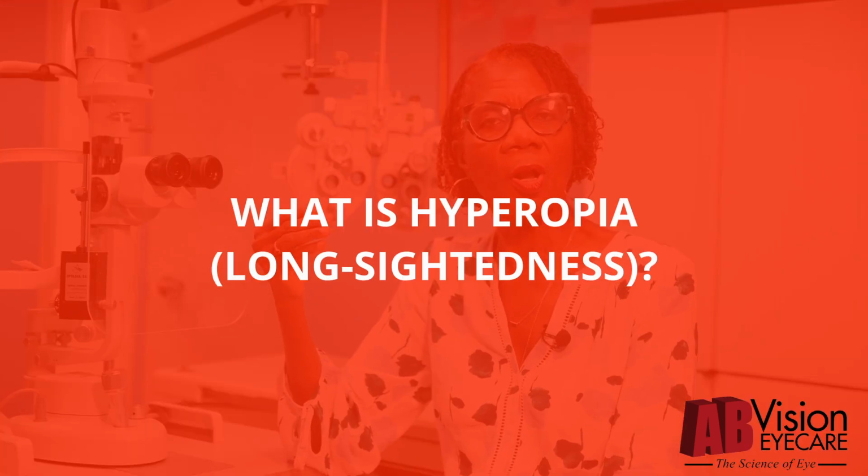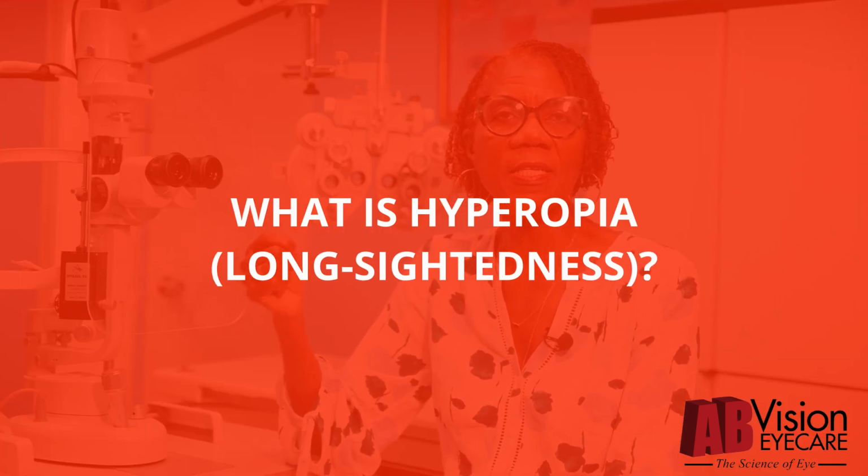Now, hyperopia or long-sightedness. This is the opposite of myopia. If a child suffers from hyperopia, he or she can see objects at a distance with reasonable clarity, but he or she will struggle to see objects that are close by clearly. In most cases, it gets better with time as the child grows and the eye grows. However, correction with glasses may be needed in some cases.